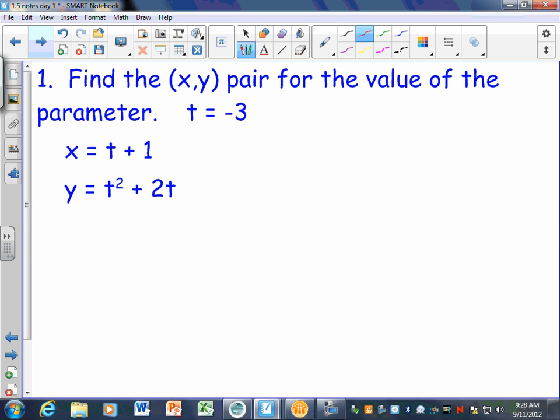All right, so it says find the ordered pair, find the xy pair for the value of the parameter, and they give you the value of t. And so I put t equals -3. And notice they give you two equations. Parametric equations always come in pairs. There's an x equals and a y equals.